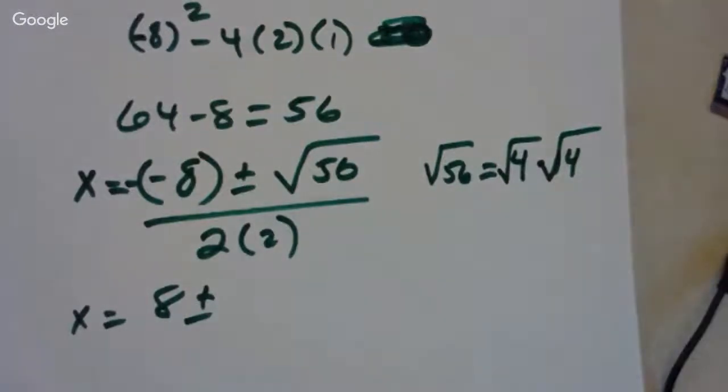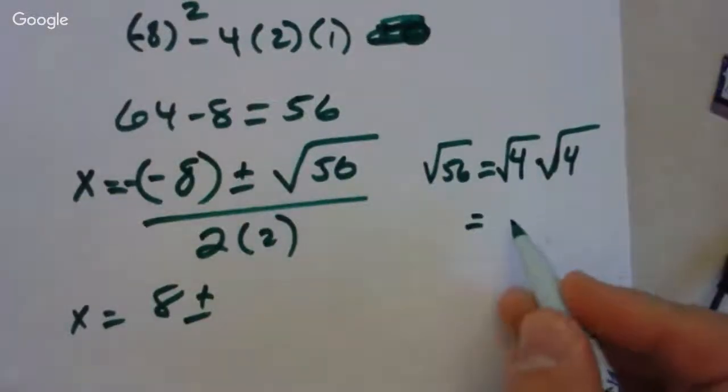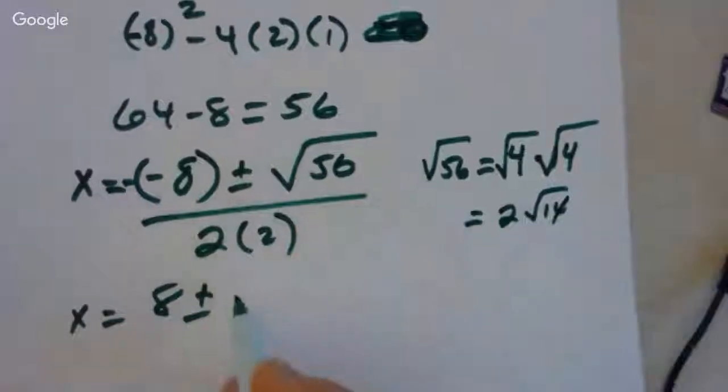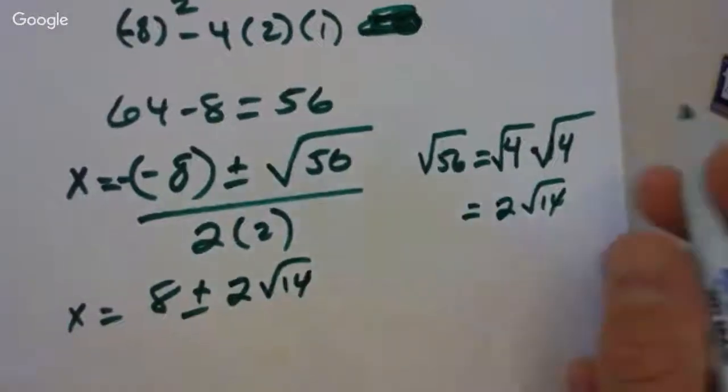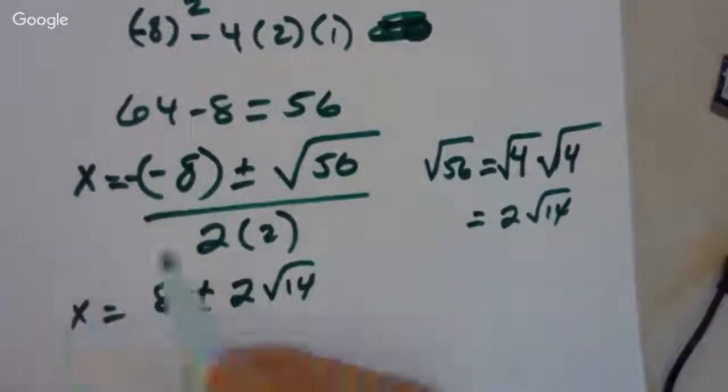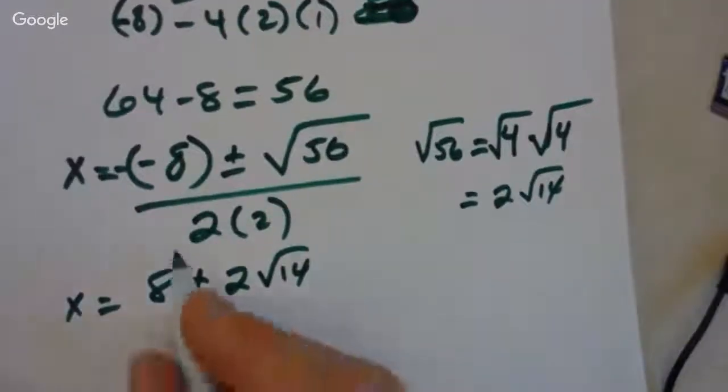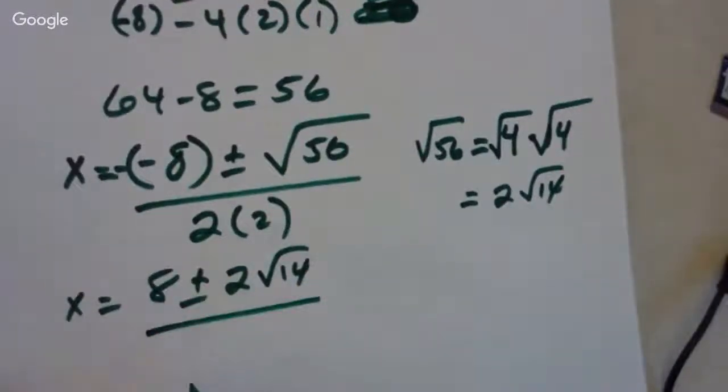So the square root of 56 can be rewritten as the square root of 4 times the square root of 14. What's the square root of 4? 2 square roots of 14. So I could replace that by 2 square roots of 14. Notice how I did that off to the side. That's what I encourage you to do. Why? So you don't have to rewrite this whole thing every time you do something with it. Somebody else. 2 times 2 is 4.